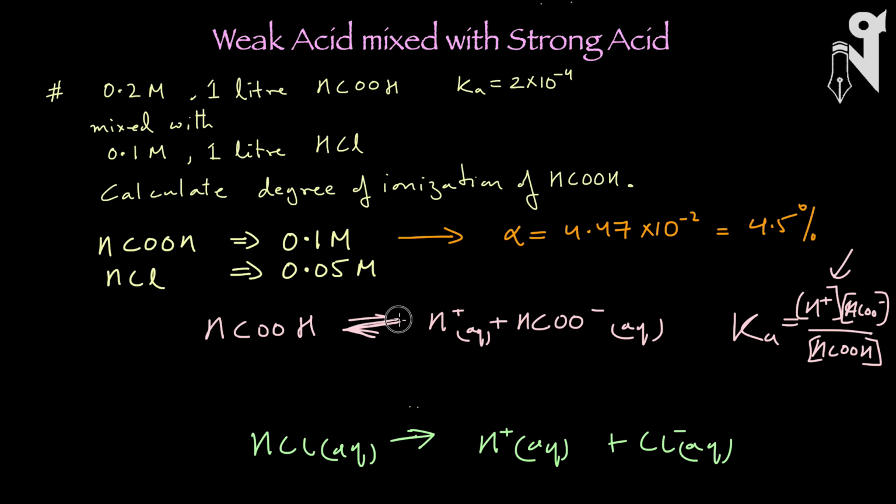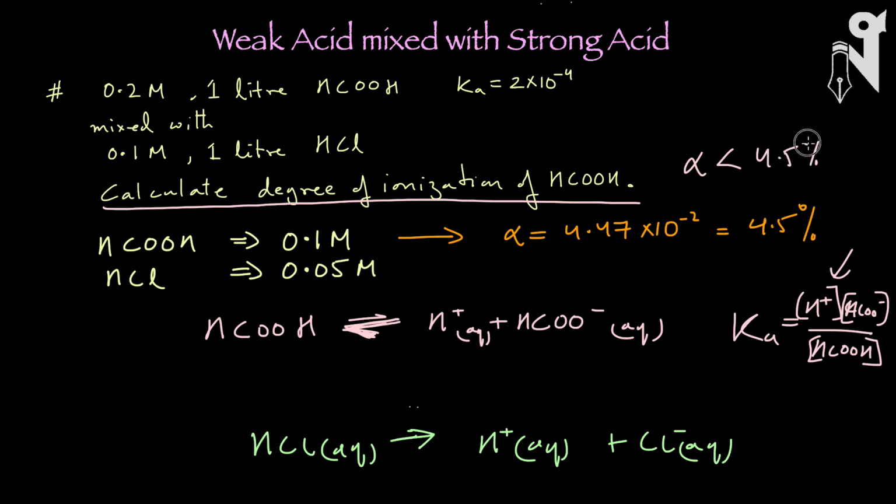So ultimately I should get an answer for the degree of ionization of formic acid where alpha is less than 4.5%, and looking at the values, it should be less by a big margin. So it will be quite lower than 4.5%. Let's calculate that. Let's get the actual value.